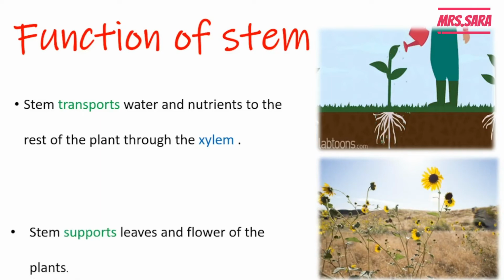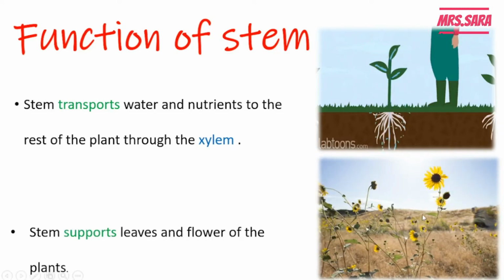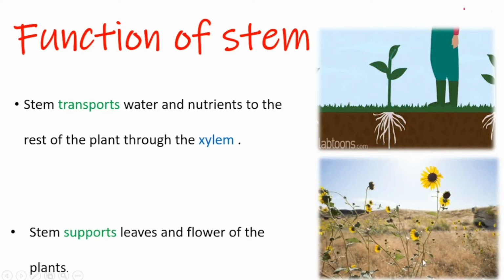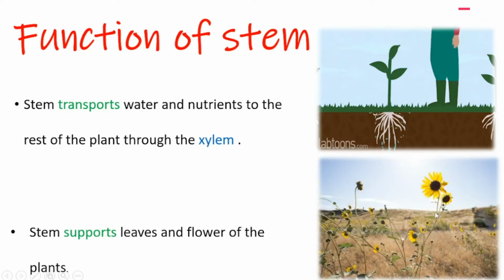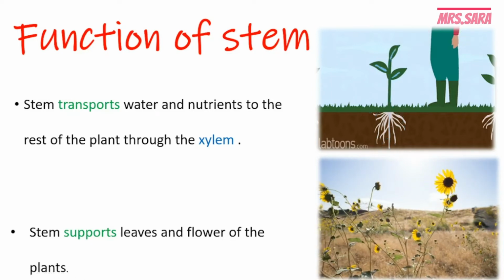The second function of the stem is that the stem supports the flowers and the leaves of the plants. So the stem supports the leaves and the flower of the plants against wind and against rain. Super.